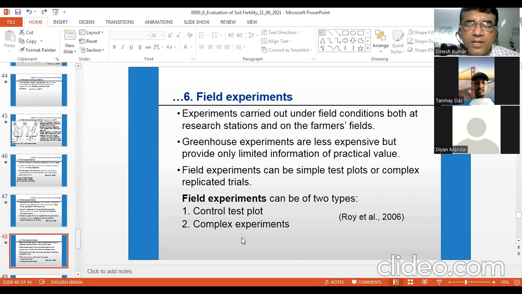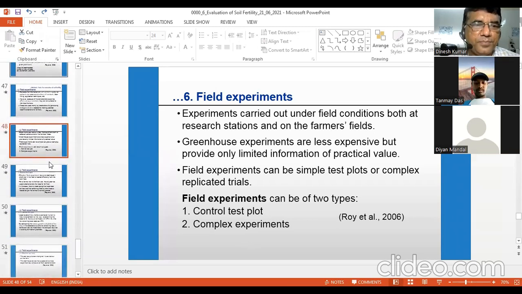Two kinds of experiments are there: control test plot and complex experiment. In a control test plot, you need to compare two things. One is control, the other is fertilizer rate. Suppose you want to show the farmer that nitrogen application increases yield. So you take 120 kg nitrogen in one plot, in another plot you do not apply, and show the farmer the response of nitrogen. That is your control plot, where you have just a single variable. And in a complex experiment, you have two or more variables. Zinc and phosphorus levels, or zinc, phosphorus, and sulfur levels can be tested together. So that is your complex experiment.